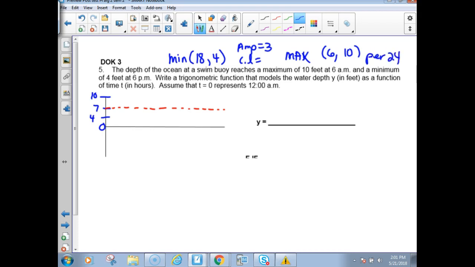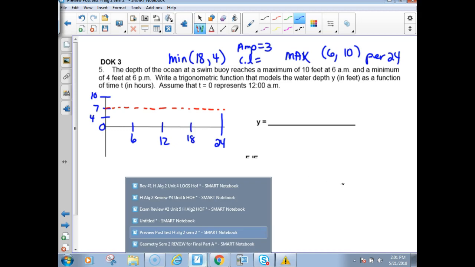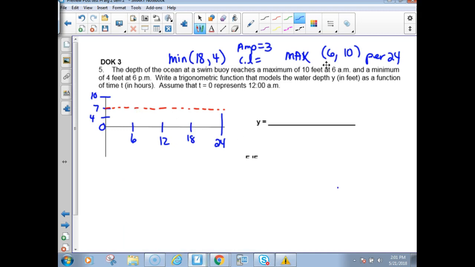It's 24 hours. Okay, so let's go out to the end at 24. Half of that's 12. Half of that's 6. And then between 12 and 24 would be my 18 because the increments are 6. All right, so our max was at 6, 10. And our min was at 18, 4.